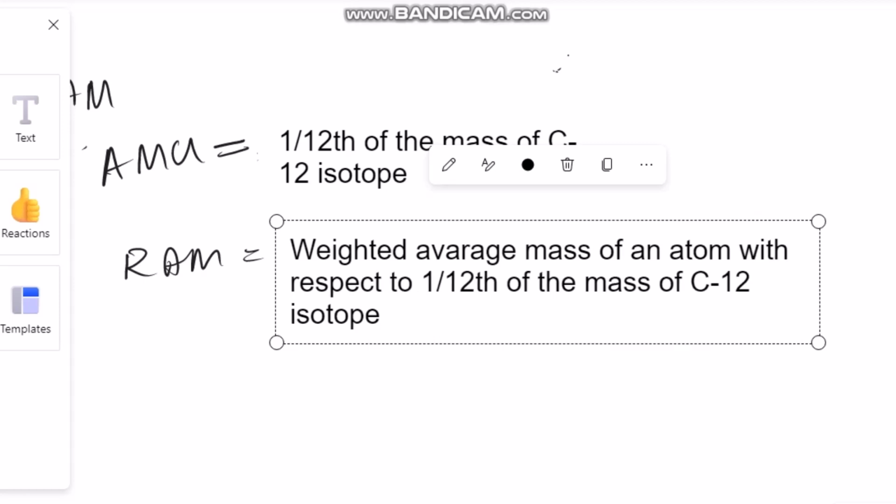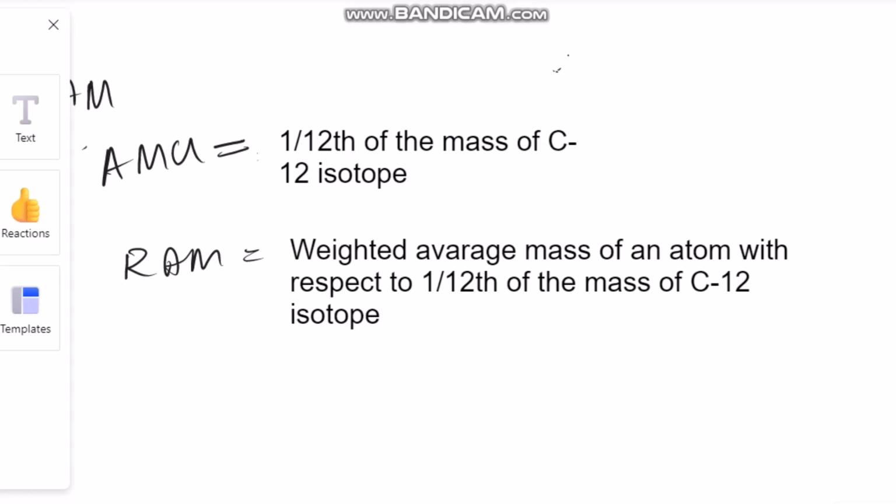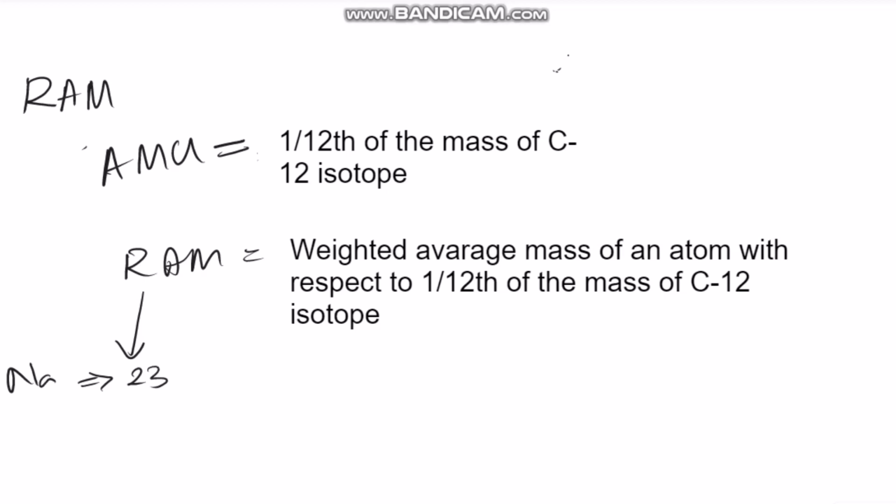Once we have the RAM value for elements, the importance of this carbon-12 isotope is that when we measure the mass of an atom with respect to this scale, it is easily equal to the mass number. For example, sodium is 23 11, so the RAM value of sodium is 23. Iron is 58 26, the RAM value of iron is 58. So always the RAM value is equal to the mass number.